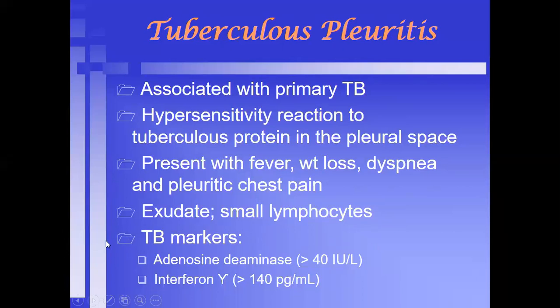So another diagnostic test you can request if you're suspecting TB in the patient is to request for TB markers, your adenosine deaminase or ADA. If it's more than 40 international units per liter, then that's a positive result. Or your interferon gamma with a result of more than 140 picograms per ml.